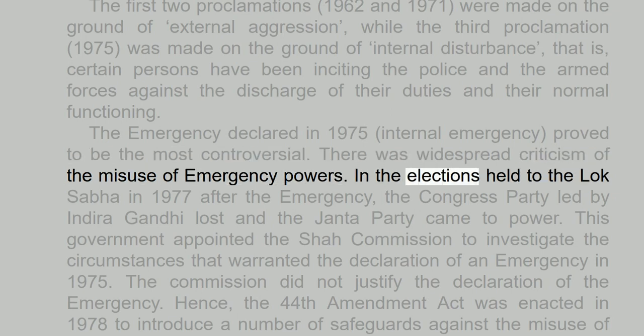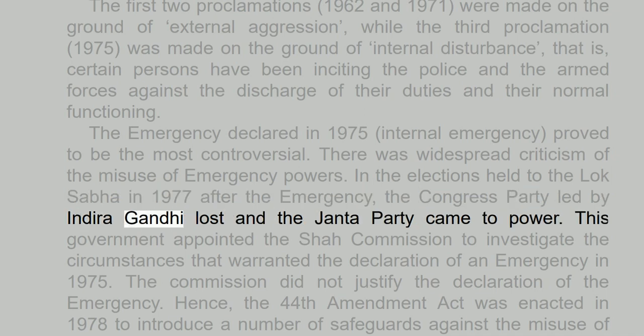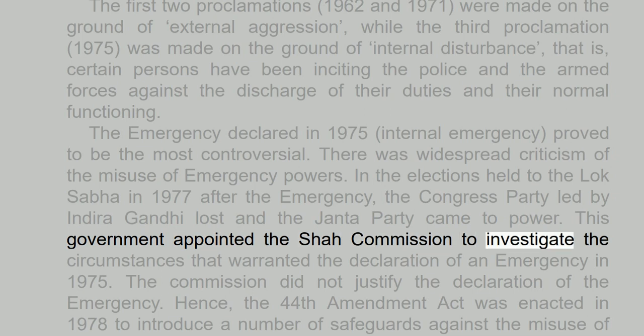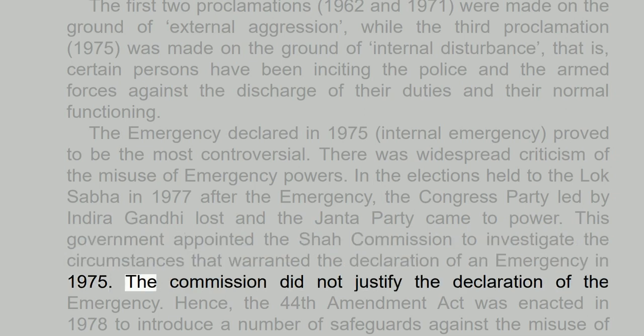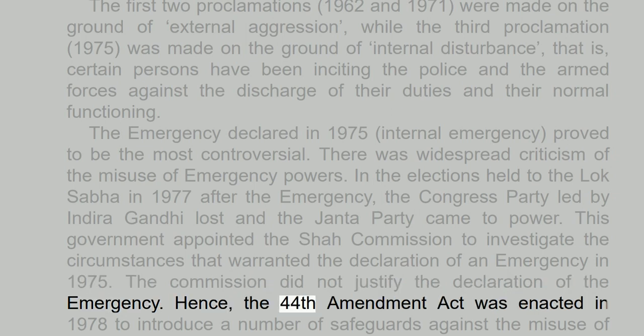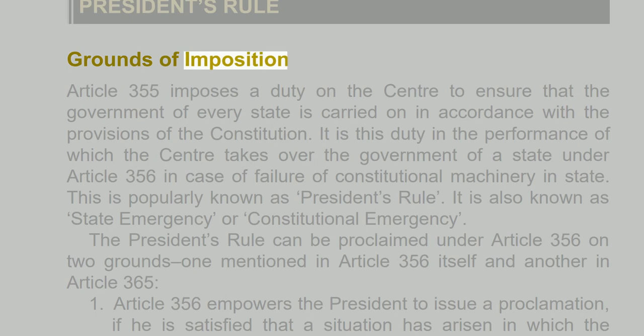In the elections held to the Lok Sabha in 1977 after the emergency, the Congress party led by Indira Gandhi lost and the Janata Party came to power. This government appointed the Shah Commission to investigate the circumstances that warranted the declaration of an emergency in 1975. The commission did not justify the declaration of the emergency. Hence, the 44th Amendment Act was enacted in 1978 to introduce a number of safeguards against the misuse of emergency provisions. President's rule. Grounds of imposition.